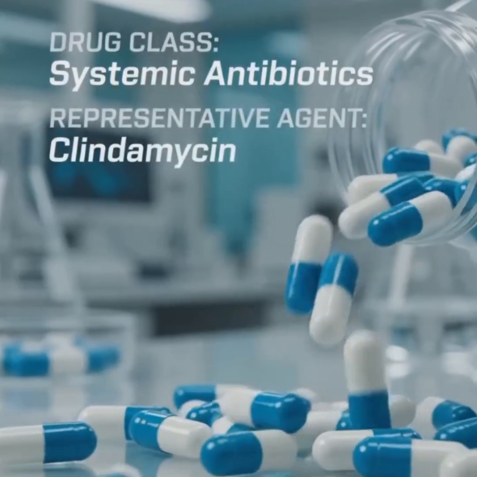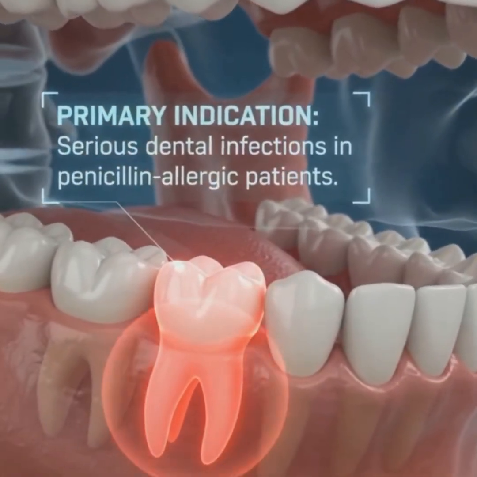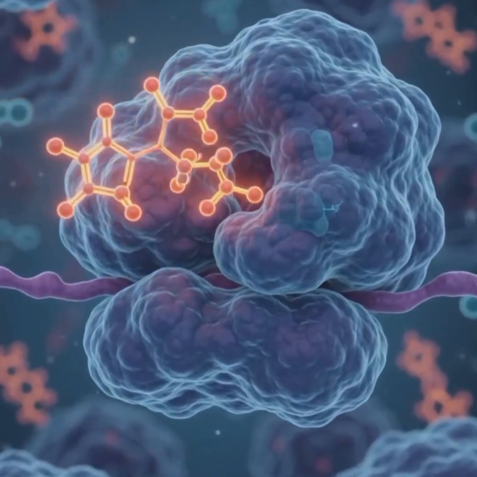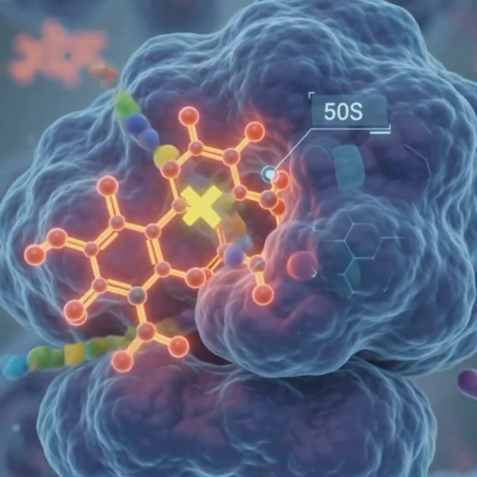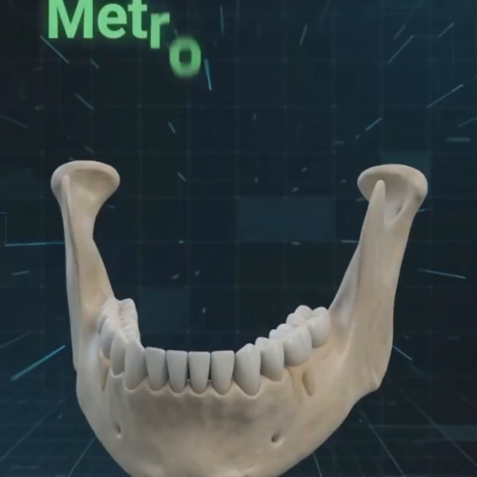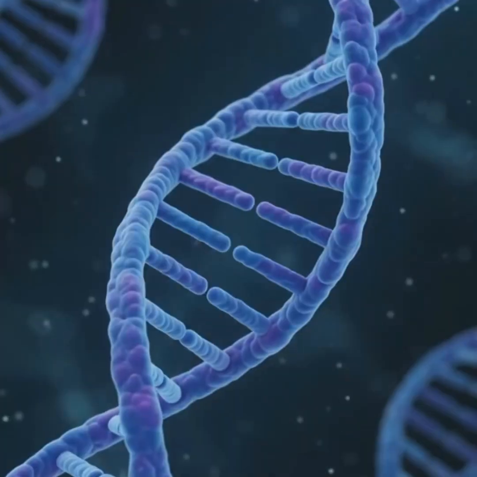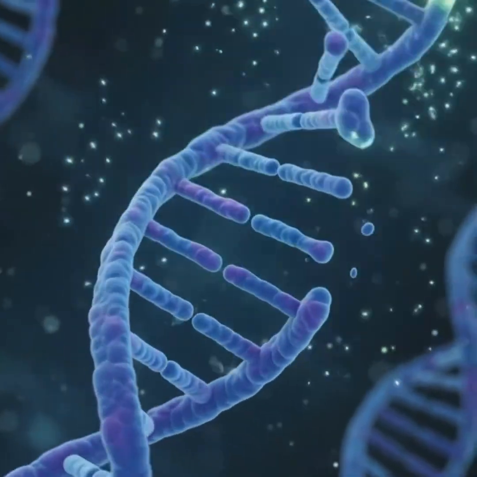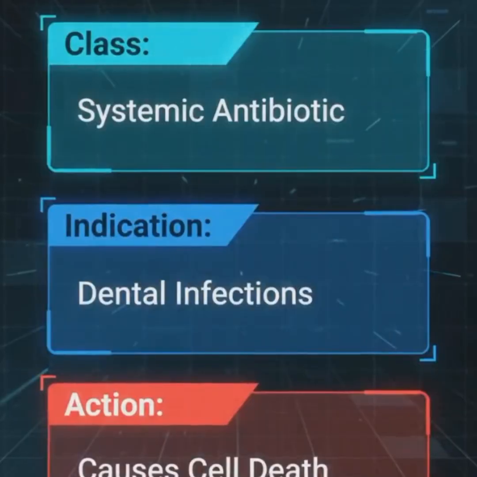Clindamycin is a systemic antibiotic. It treats serious dental infections, especially for penicillin-allergic patients. It binds to the 50S ribosomal subunit, inhibiting bacterial protein synthesis. Let's review the drug class, systemic antibiotics. A key agent is metronidazole. Used for anaerobic dental infections, it disrupts DNA helical structure under anaerobic conditions, causing cell death.